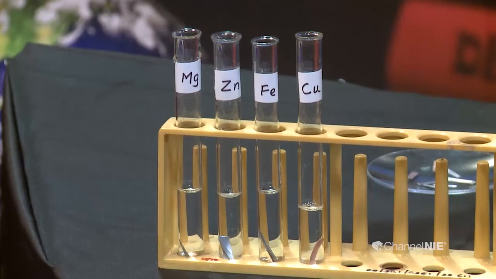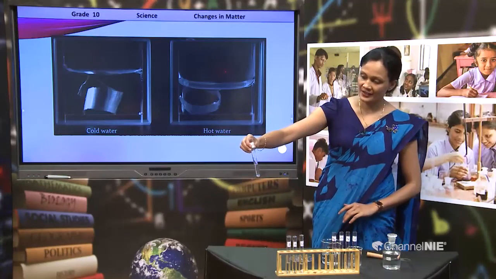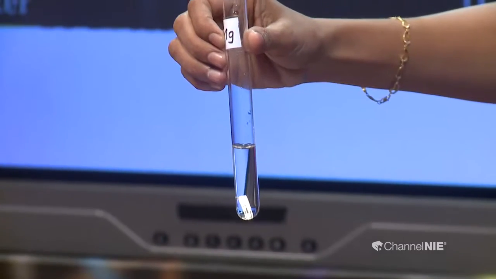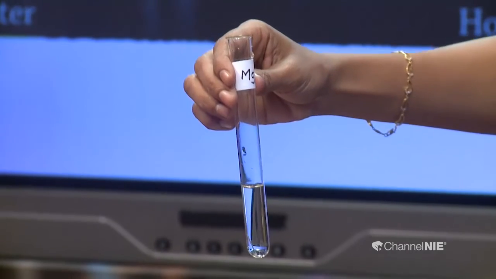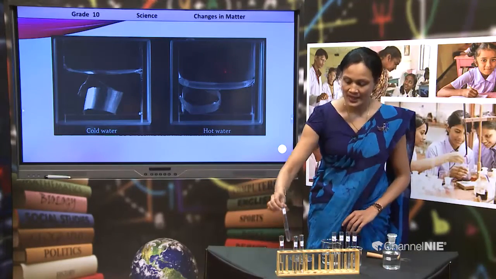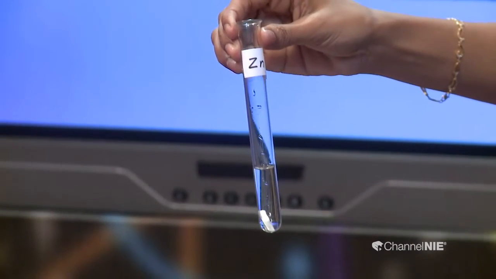Add cold water into that 4 test tube. Look at these test tubes. Can you observe any change occur in there? If we take magnesium, there is no change in it. And if we take zinc, here also there is no observable change.